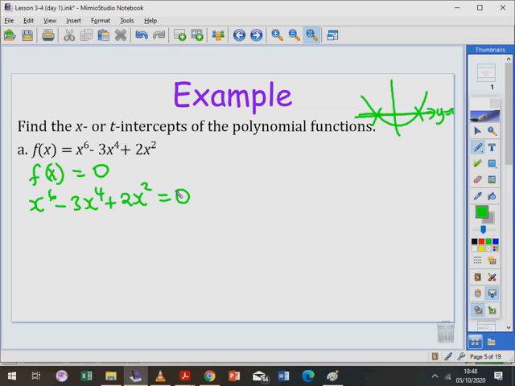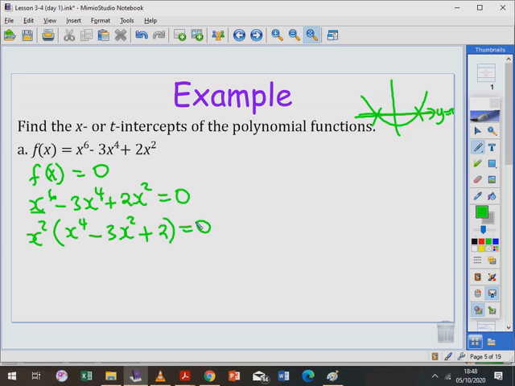Now, when you look at this expression, you see that I have even powers, and I also see that x squared is common. So when I factor out x squared from x to the power 6, I'm left with x to the power 4. If I factor it out from 3x to the power 4, I'm left with 3x squared, and from this I'm left with a 2, is equal to 0.